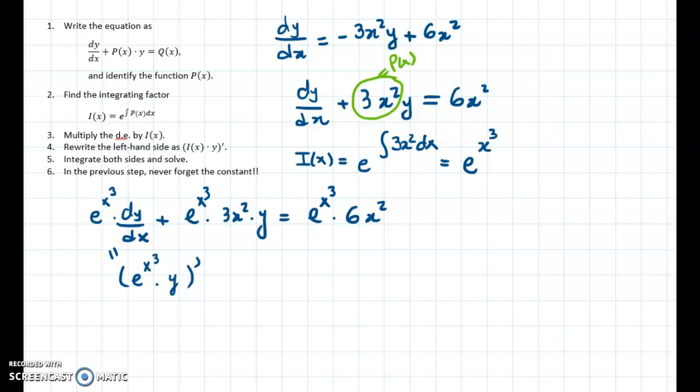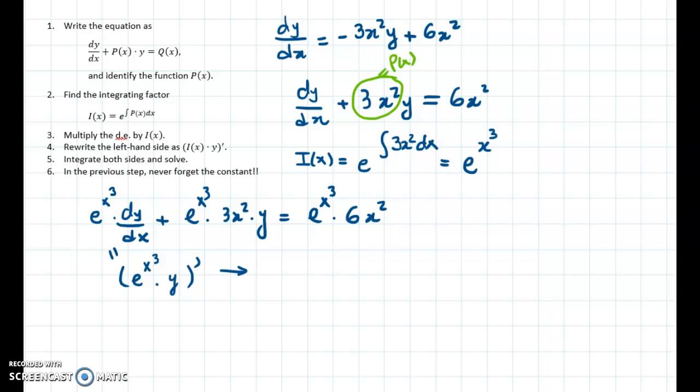So one of the terms is going to have the same exponential times the derivative of y with respect to x, and on the other one we have y multiplied by the derivative of e to the power of x cubed, and the result of applying the chain rule to that is, in fact, e to the power of x cubed times 3x squared. So we know our work so far is correct.